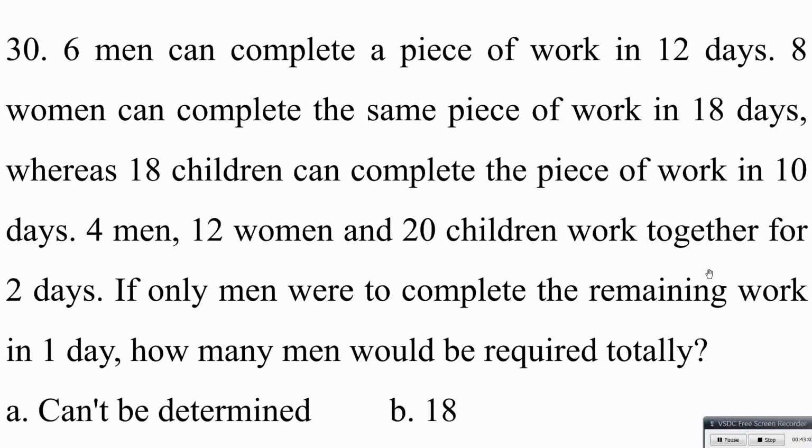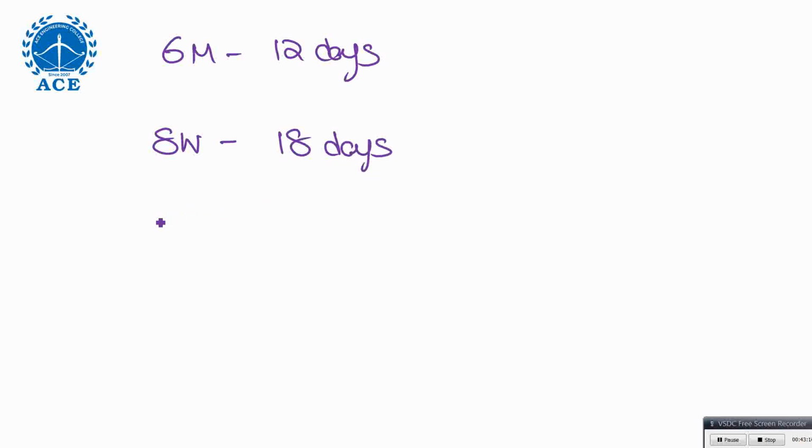6 men can complete a piece of work in 12 days. Next, 8 women can complete the work in 18 days. Next, 18 children can complete the work in 10 days. Now we need to fix the timing the same, then I can bring the relationship between men and women.